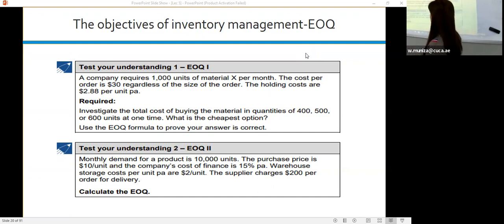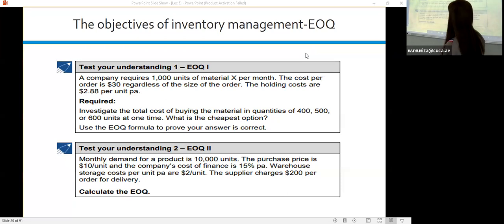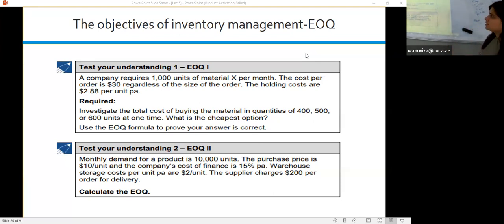A company requires 1,000 units of material X per month. Now over here, again, the students make a mistake. Demand is given per month. They do take this amount of demand, but you have to convert it to annual demand, multiply by 12. The cost per order is 30, regardless of the size of order. The holding costs are 2.88 per unit per annum. So very straightforward information they have given to us.